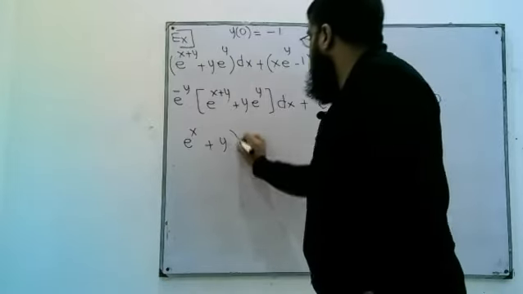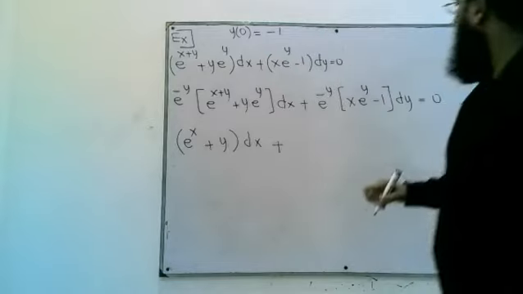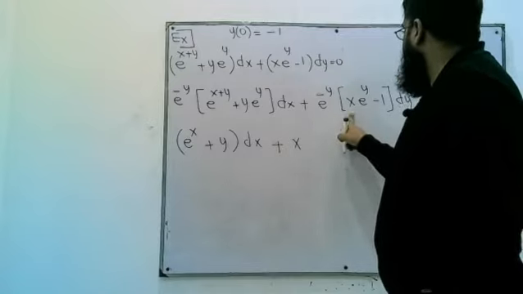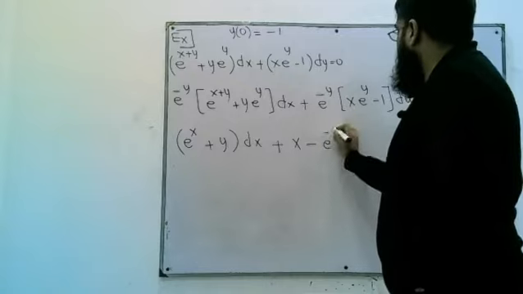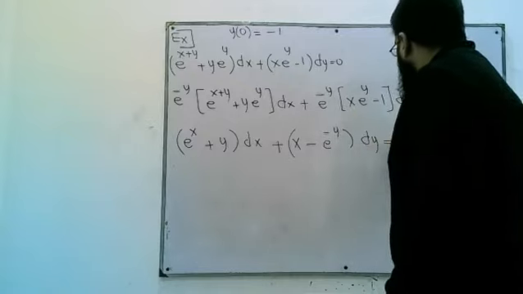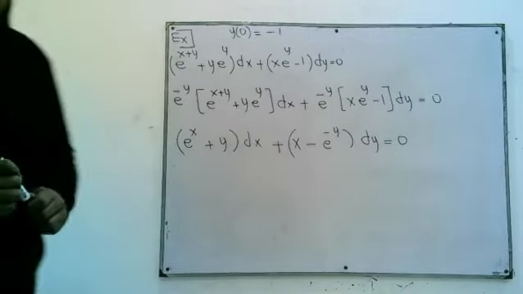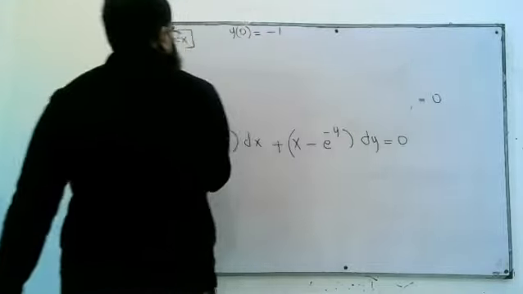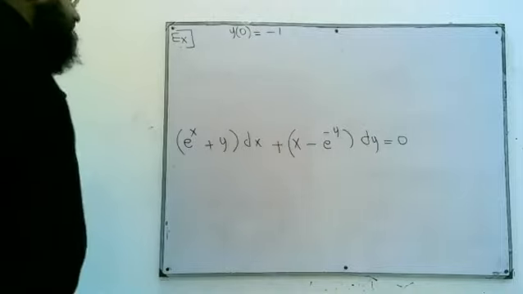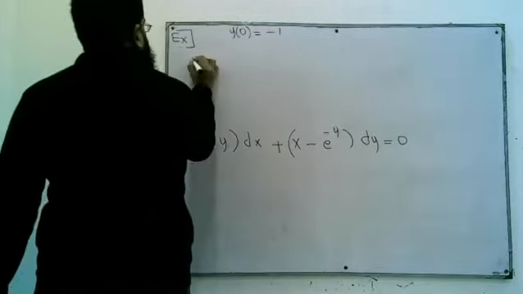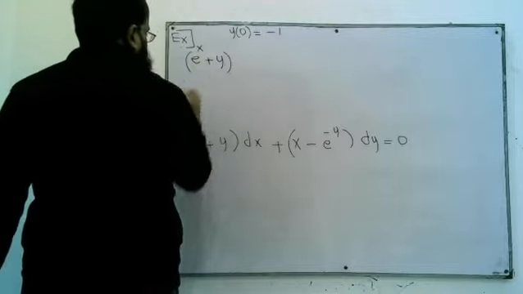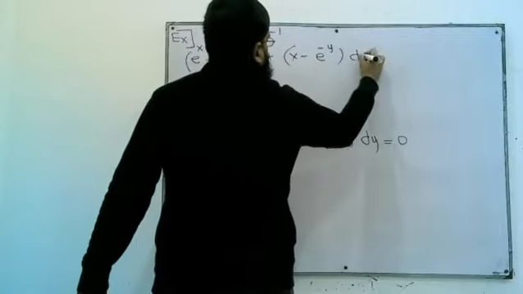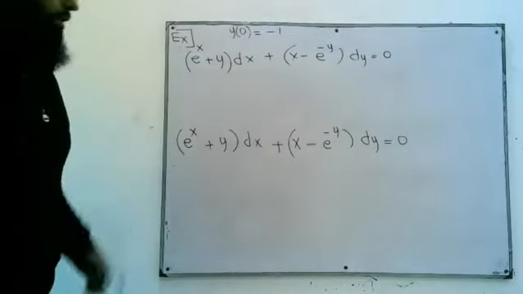So this is e to the x plus y, and this whole times dx, plus e to the minus y times x e to the y is 1, so we are left with only x, and minus 1 times e to the minus y is minus e to the minus y dy. So this is our new equation. Let's forget everything else after we have multiplied with f. The new equation is e to the x plus y dx plus (x minus e to the minus y) dy. We are pretty confident that this is an exact equation, but we can still check.